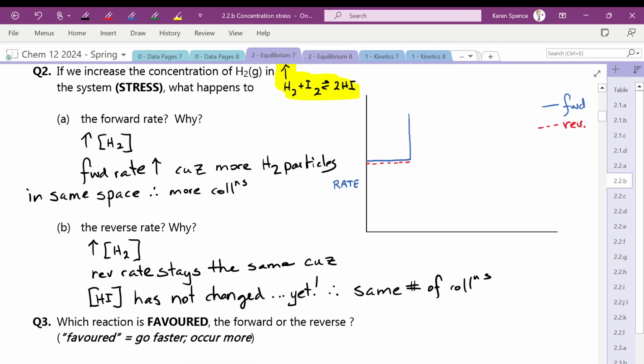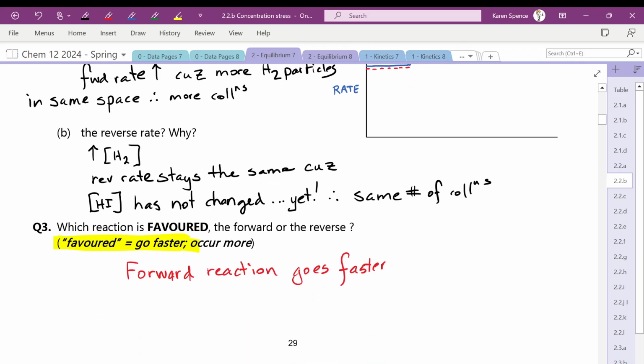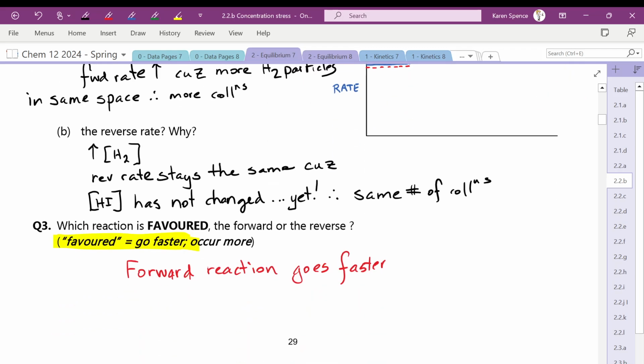Which reaction is favored? This is a new kind of word that we're going to use. Favored means to go faster. So which reaction is going faster? The forward rate. So the forward reaction goes faster. Therefore, we say the forward reaction is favored.